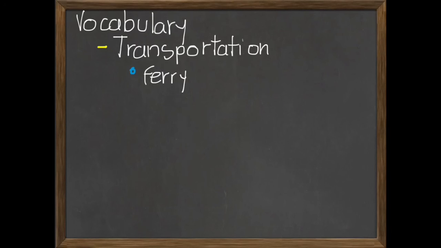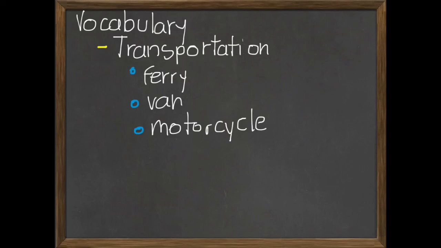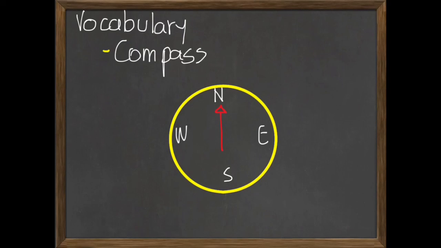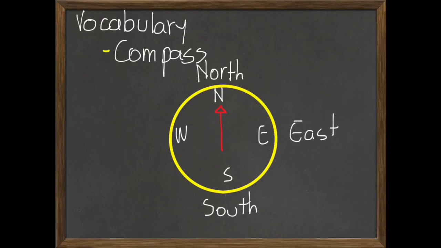Now let's look at the vocabulary for this module. We looked at transportation: ferry, van, motorcycle, helicopter, subway, and streetcar. We also looked at the points on the compass during this module. The N stands for north. The E stands for east. The S stands for south. And the W stands for west.